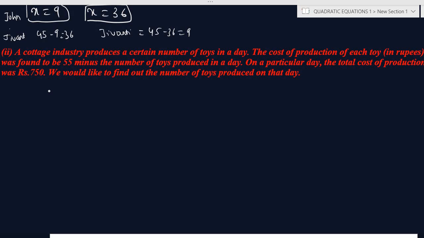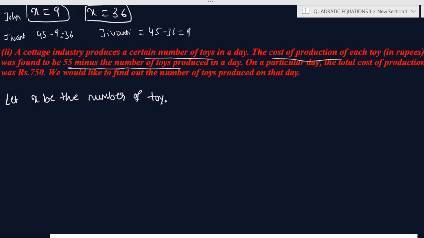A cottage industry produces a certain number of toys in a day. The cost of production of each toy in rupees was found to be 55 minus the number of toys produced in a day. On a particular day, the total cost of production was 750. We would like to find out the number of toys produced in a day. Let x be the number of toys produced in a day.